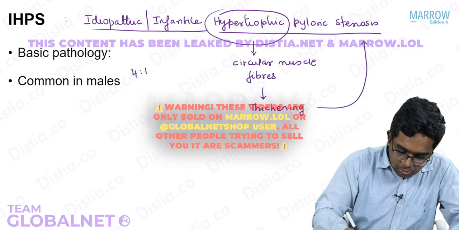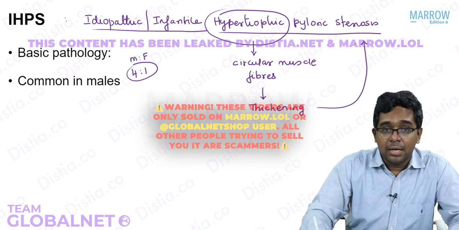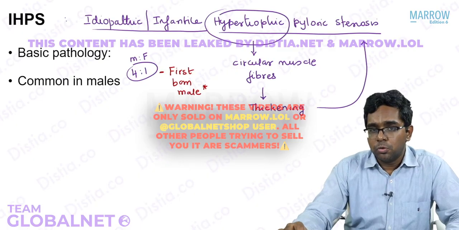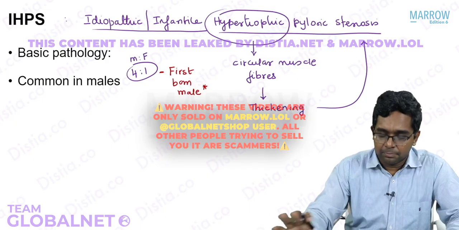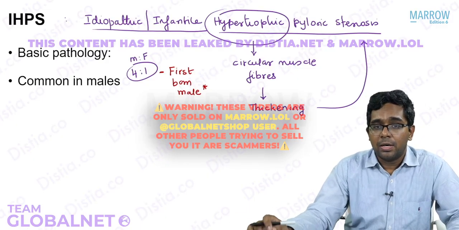Now, this condition is common in male babies when compared to females. A 4:1 incidence of male to female is noted. So it is more common in males, and a particularly important association is that the risk of pyloric stenosis is more in the firstborn male baby of the family. That's a statistical association which you should know as a one-liner question.